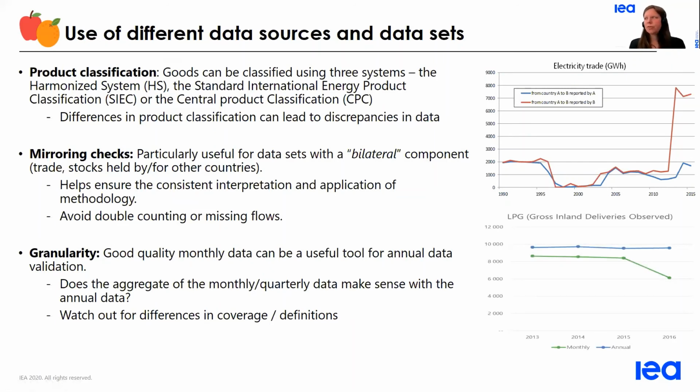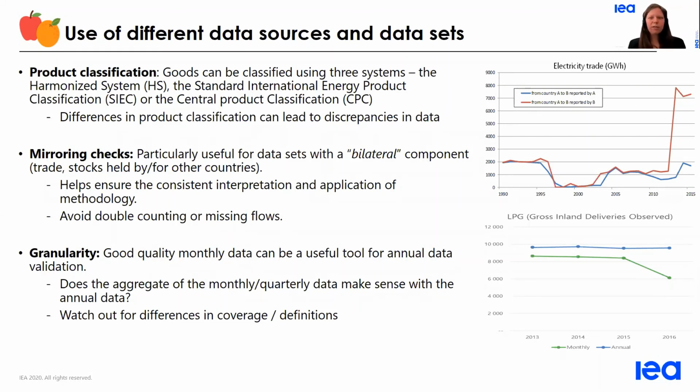Then on the granularity, it is very helpful sometimes to have monthly data in order to validate the annual data. You can check if the aggregate of the monthly or quarterly data makes sense with the annual data, and watch out, of course, for difference in coverage and definitions. So here in the example, we have LPG. The green is the monthly and the blue is the annual. We see that for 3 years, the data was quite consistent, with the annual always being a bit higher.